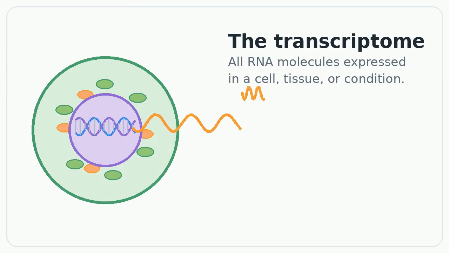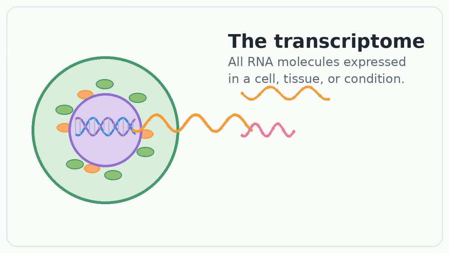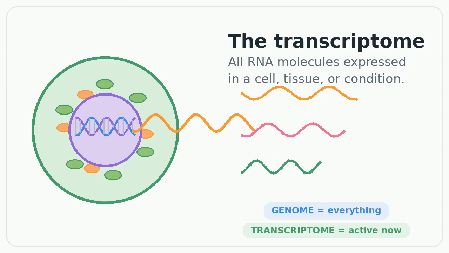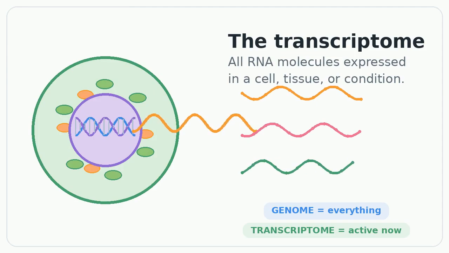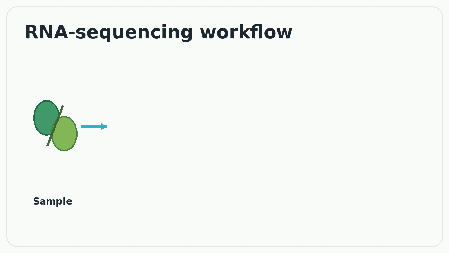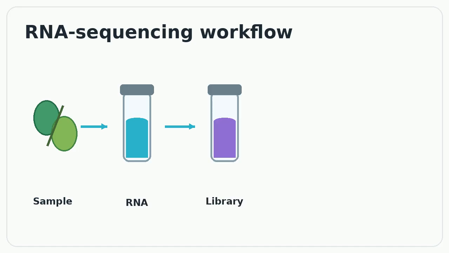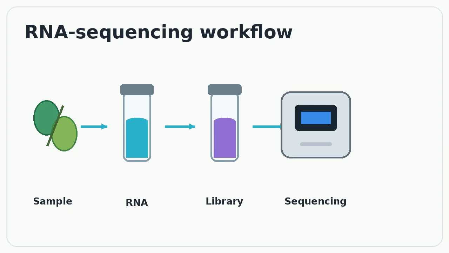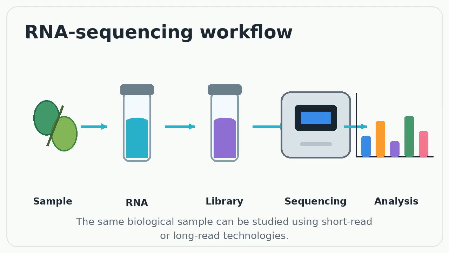The transcriptome is different. It represents all the RNA molecules expressed in a particular cell, tissue, developmental stage, or environmental condition. The process begins by collecting a biological sample, such as a plant leaf. RNA is extracted and prepared as a sequencing library. Depending on the technology, RNA may be converted into complementary DNA or sequenced directly. The resulting sequences are then analyzed using bioinformatics.